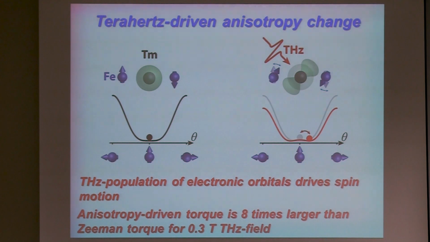Moreover, our estimations show that for the highest field available in our experiment, this anisotropy-driven nonlinear torque was already one order of magnitude stronger than the torque exerted by the terahertz magnetic field in that case.